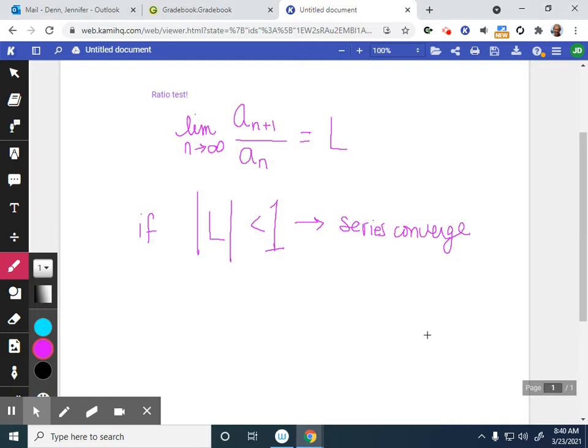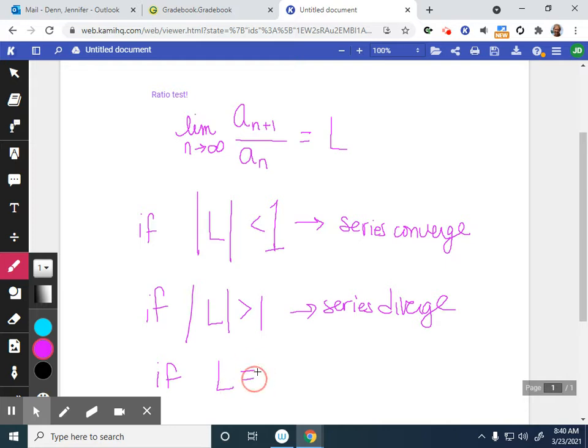So the ratio test says if we take the limit of the n+1th term over the nth term, we're going to get some number. If the absolute value of that number is less than 1, which really just means if L is between 1 and -1, then the series will converge. If that limit is bigger than 1, the series will diverge. It's not like we're undecided. We're going to get convergence or divergence out of this test with one exception, and that is if L equals 1, then the test is inconclusive.